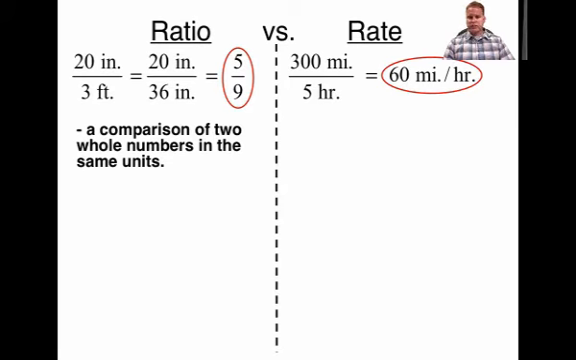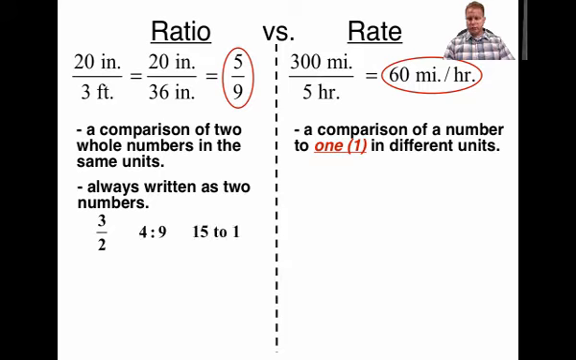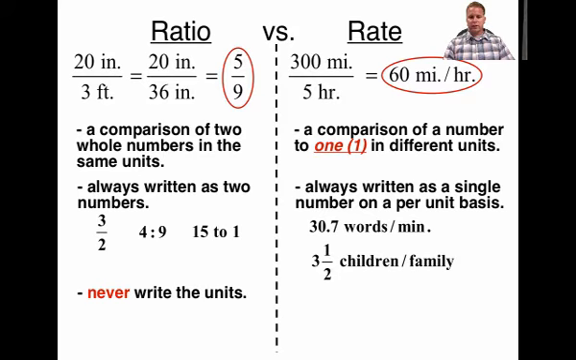So a ratio is a comparison of two whole numbers in the same units, inches to inches, whereas a rate is a comparison of a number to one in a different unit. A ratio is always written as two numbers, 5 to 9, for example, 3 over 2, 4 to 9, 15 to 1. A rate is always written as a single number on a per unit basis, 30.7 words per minute, 3.5 children per one family.